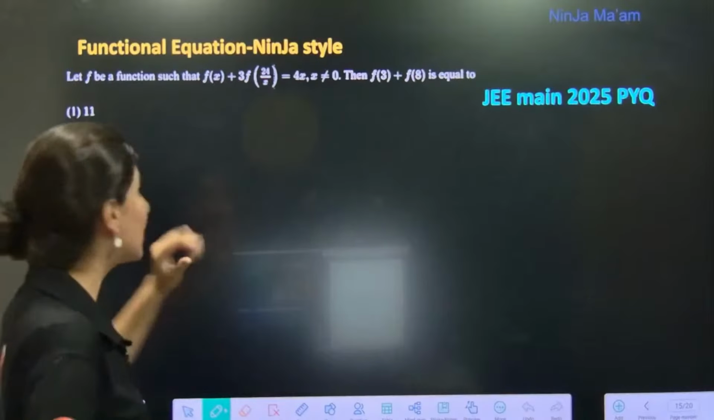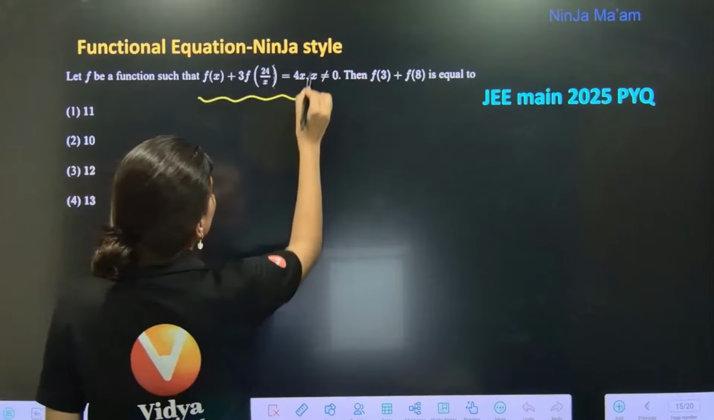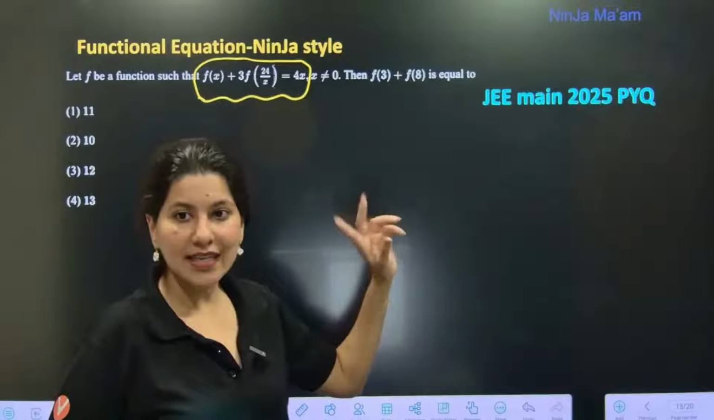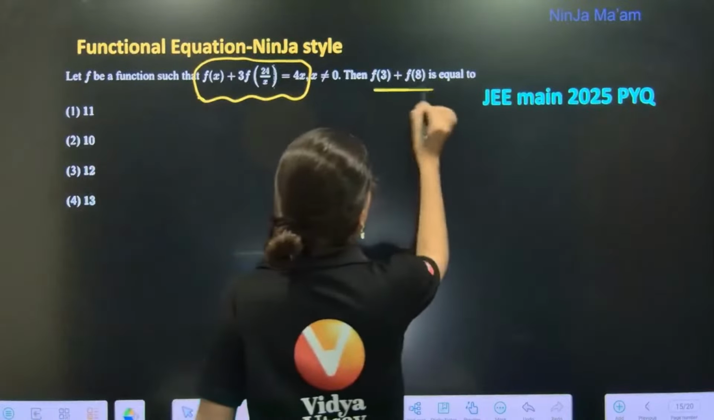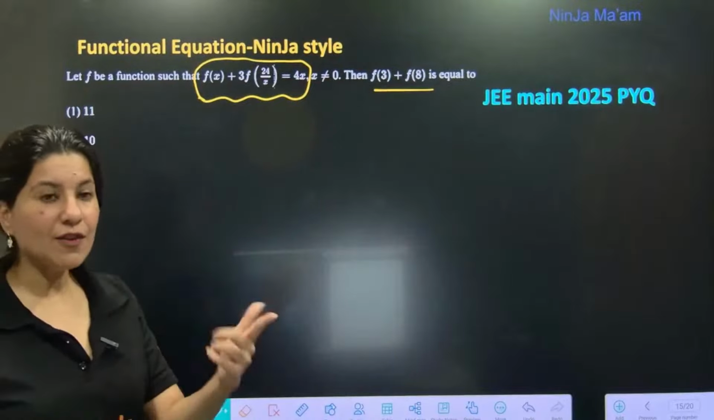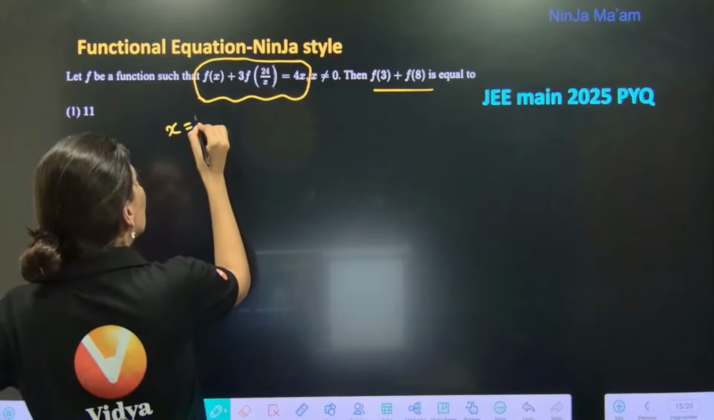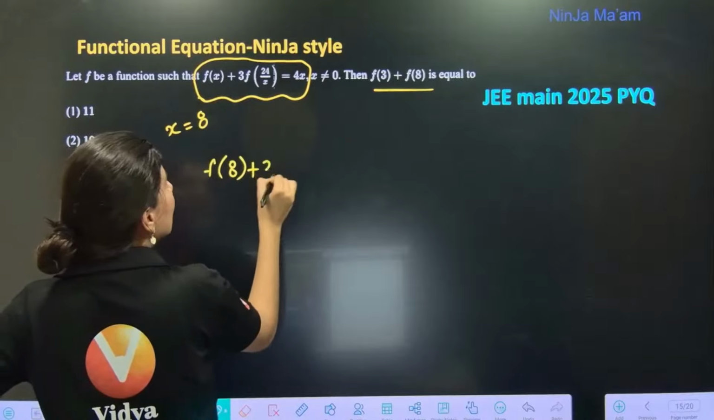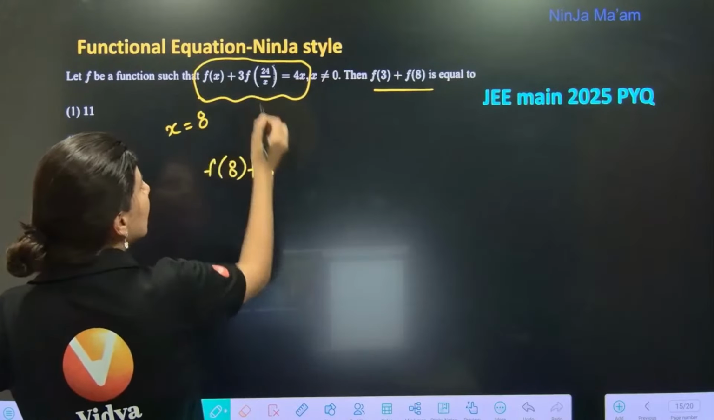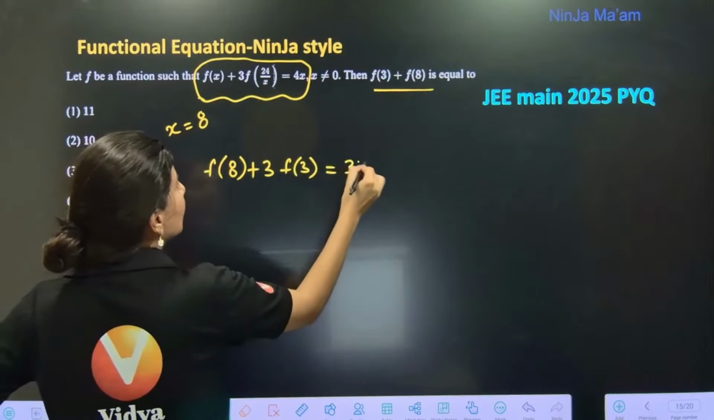Can you see this question again? f of x plus 3 f of 24 by x is given to you, and this is 4x. Again, what you can do over here is equation solving, elimination, but focus on f of 3 plus f of 8. They want f of 3 and f of 8. How will you get f of 3 and f of 8? Put x is equals to 8. So it is going to be f of 8 plus 3 times f of 3, and this is 4 8s are 32.